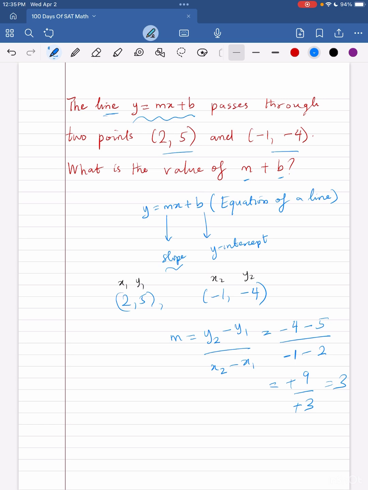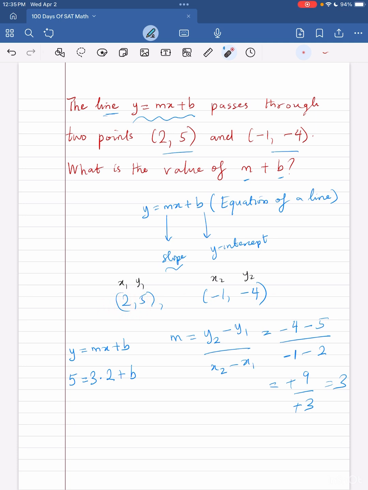Okay, now we already have m to be 3, right? Now the next thing is to get the y-intercept. Now remember our equation of a line: y equals mx plus b, correct? Now let's take any of these 2 points, (2, 5) or (-1, -4). Let's take (2, 5) for example. So when y is 5, remember your m is 3, but your x is 2 when y is 5. So the only thing left is b. Do you understand that? So we took any of the points. You could take any one.